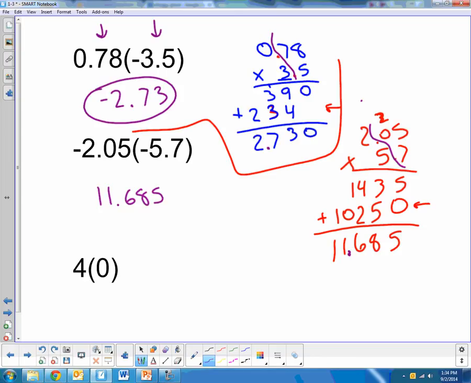Last one then, 4 times 0, anything times 0 is just 0. There is no positive or negative 0, it's just 0. And so we can leave that there.